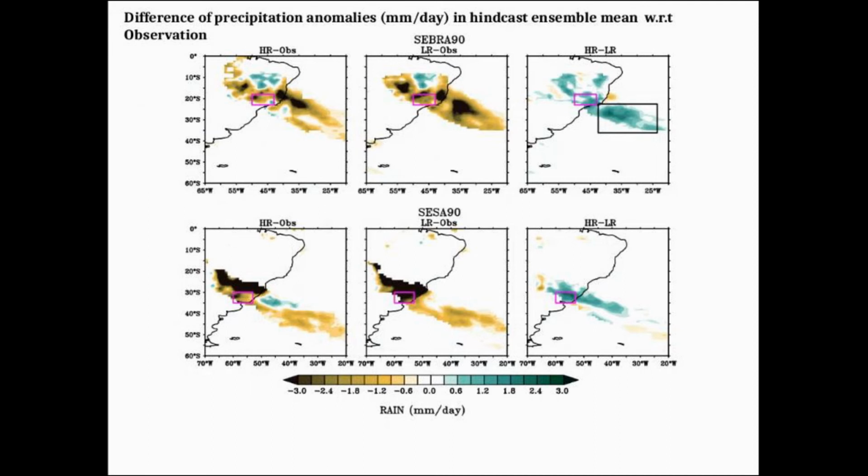To show that, here I showed the difference between high resolution and observation in the left panel, low resolution and observation in the middle panel, and the difference between high resolution and low resolution. Both models are underestimating the precipitation, but the high resolution is better in predicting the mean, capturing the precipitation mainly over the ocean for both the SASA and SABRA regions.